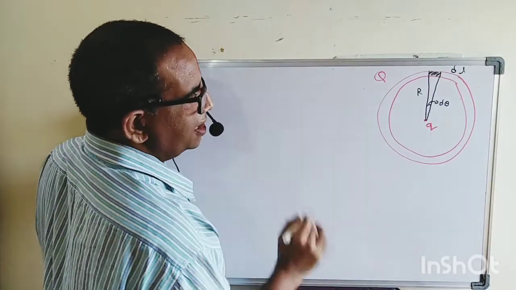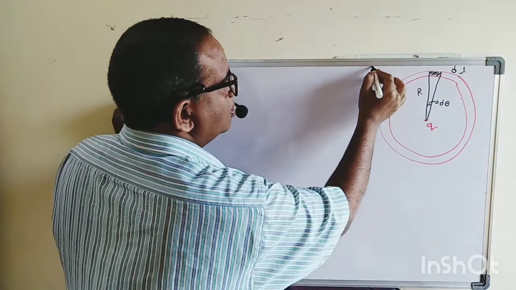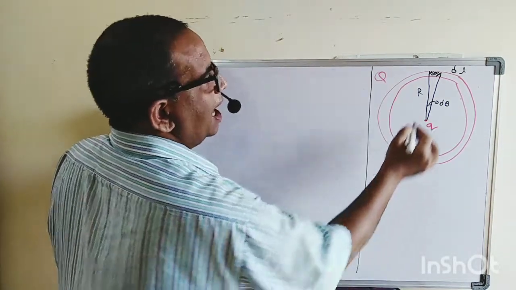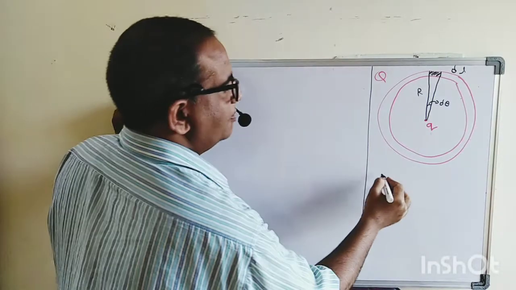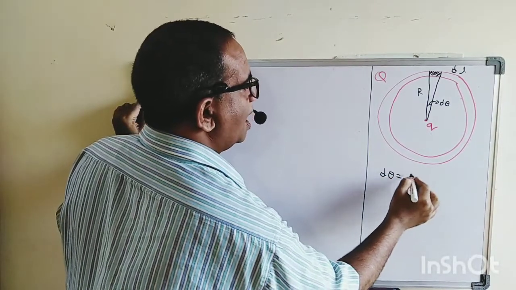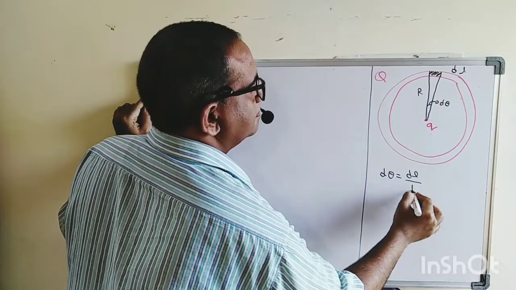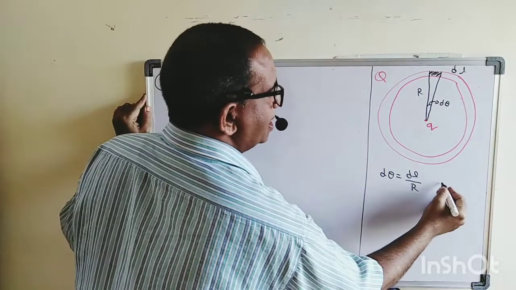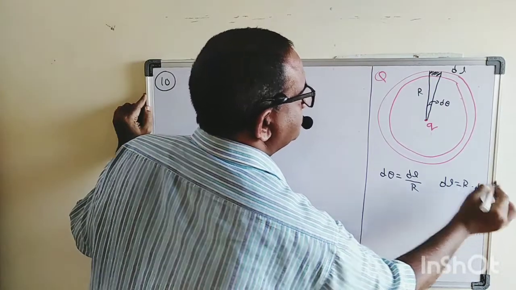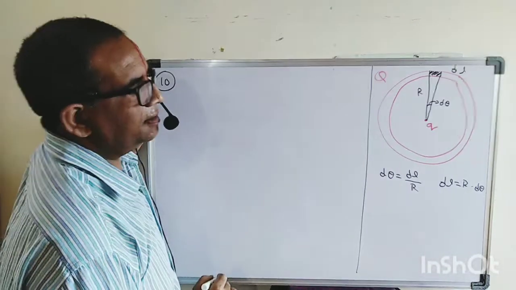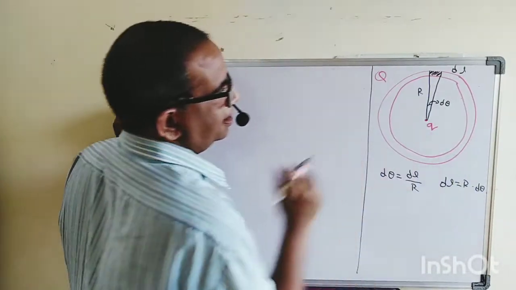Observe carefully here; I think you know about this. This is the arc length, dl. Therefore, the angle equals arc length by R. Therefore, you can write dl equal to R into d theta. Agreed?